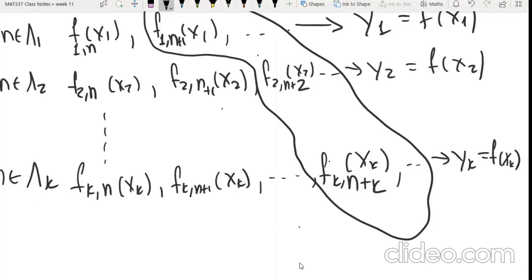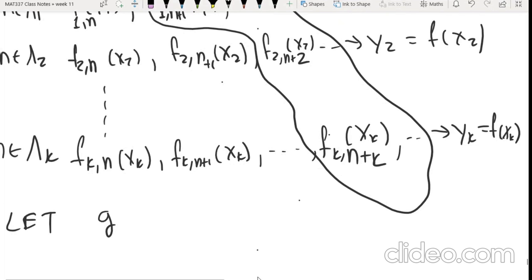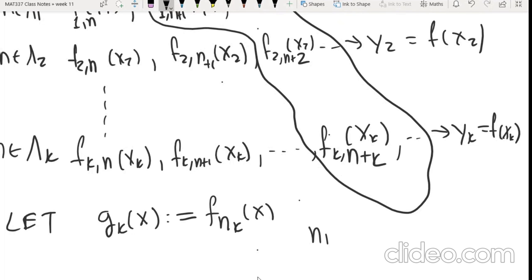Yes. Okay, so let gn. So I want to say gn. Let me call it gk of x equal to f nk of x, where nk is from lambda k. All right.